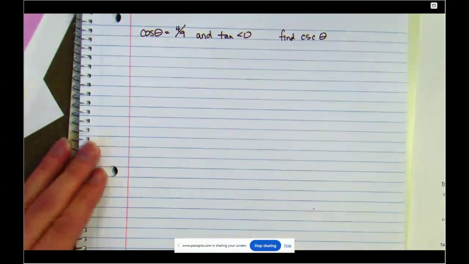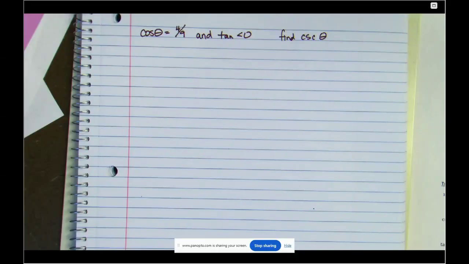Okay, here we go. So first thing I would do is figure out what quadrant we're talking about. That's all that you need the inequality for, so don't freak out when you see it. You don't have to do anything with it other than figure out what quadrant we're in.